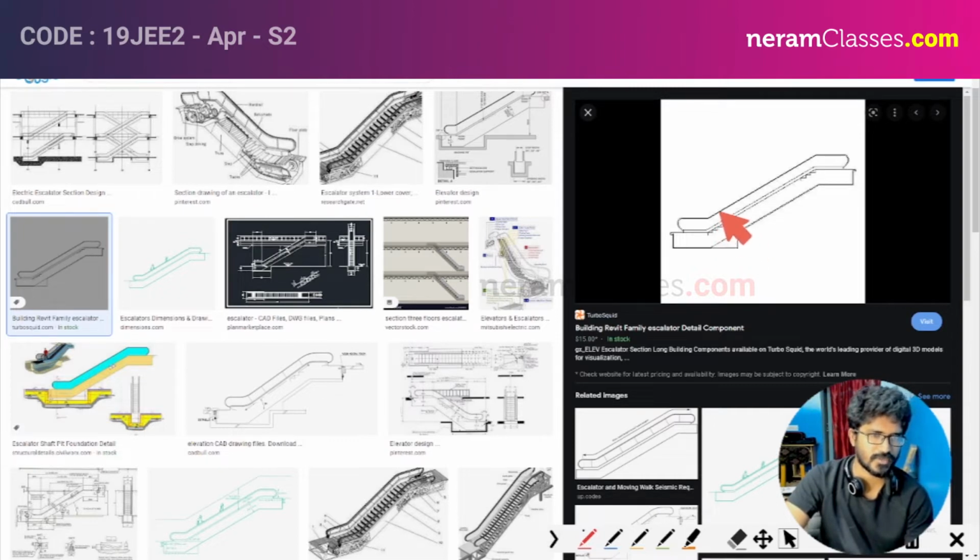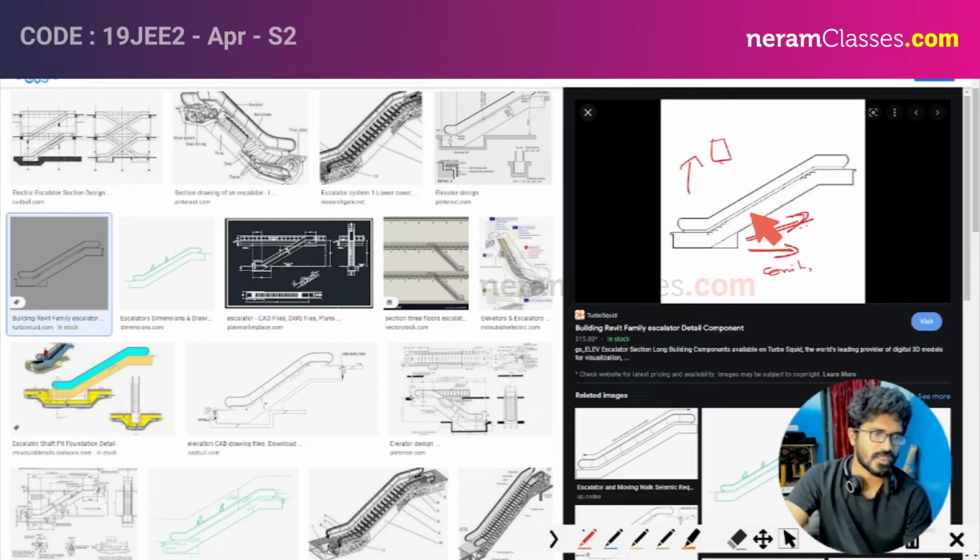That means it's moving in a diagonal direction. That is, it's neither completely vertical like a lift, nor horizontal like a corridor. Okay, it will be moving in two directions. That means it moves both vertically as well as horizontally.